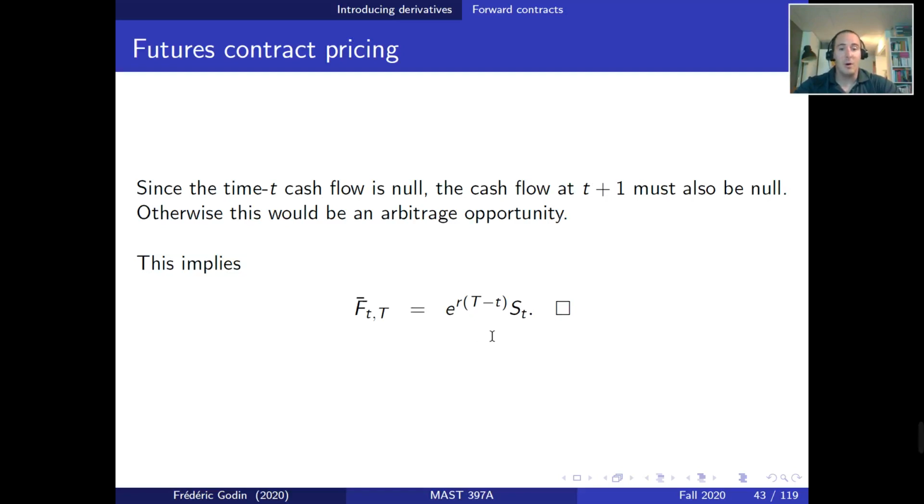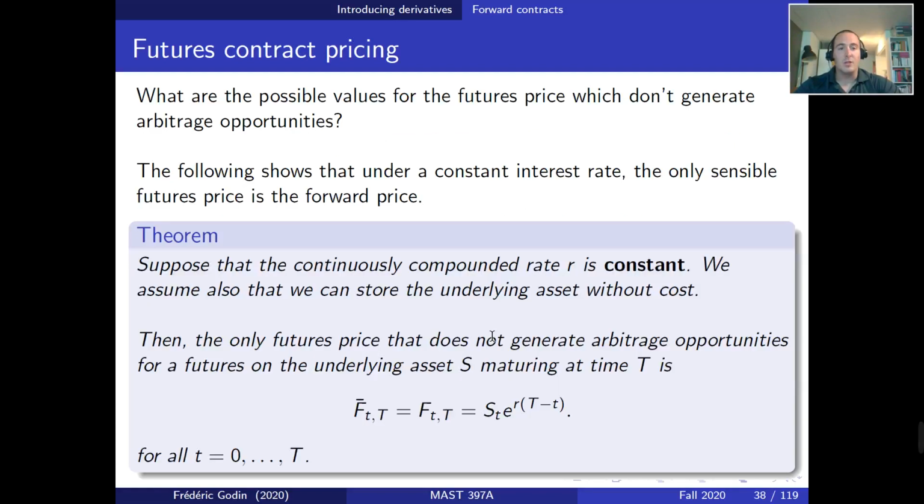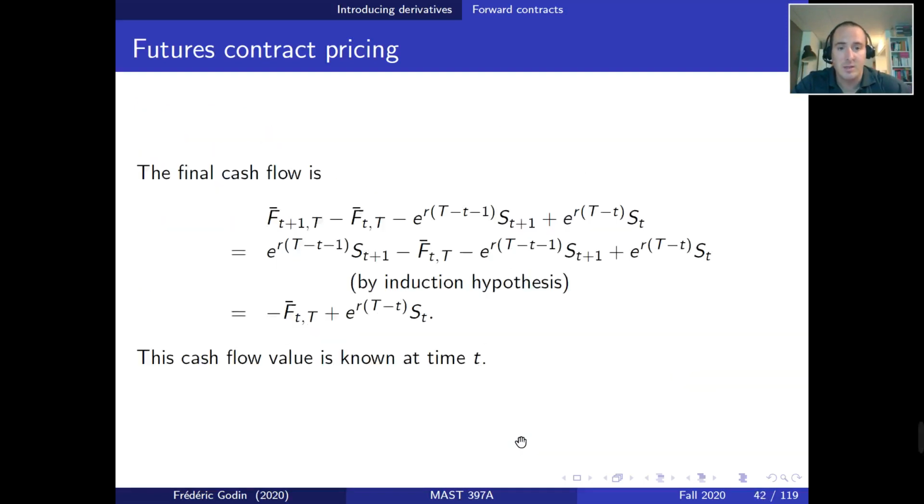Okay, so if we go back to the previous slide, what we just showed is that if there's a deterministic interest rate, if we assume the absence of arbitrage, if we assume that the underlying asset is perfectly storable without cost, and if we assume that the underlying asset does not pay dividend before time capital T, then the only possible futures price is equal to this, which is exactly equal to the forward price of the underlying asset. So this is a nice result.